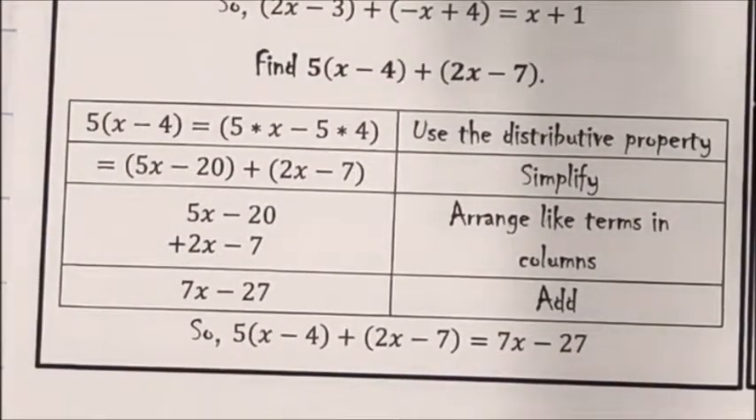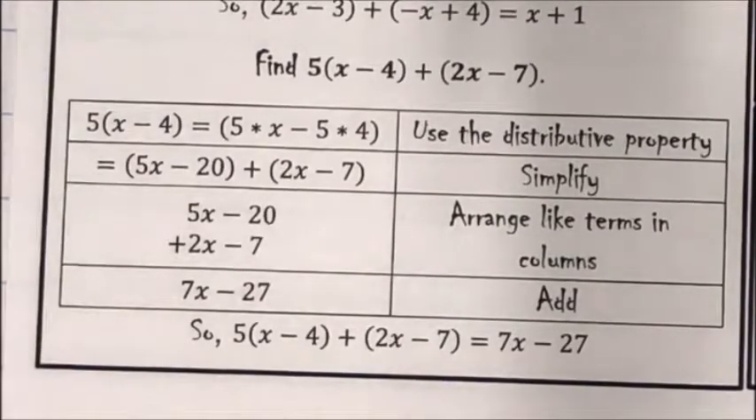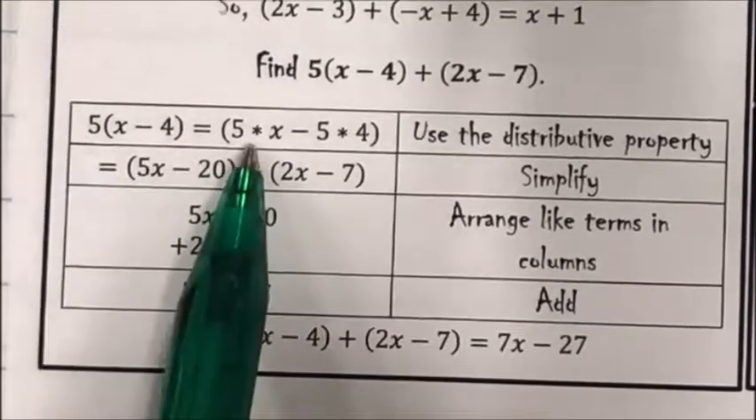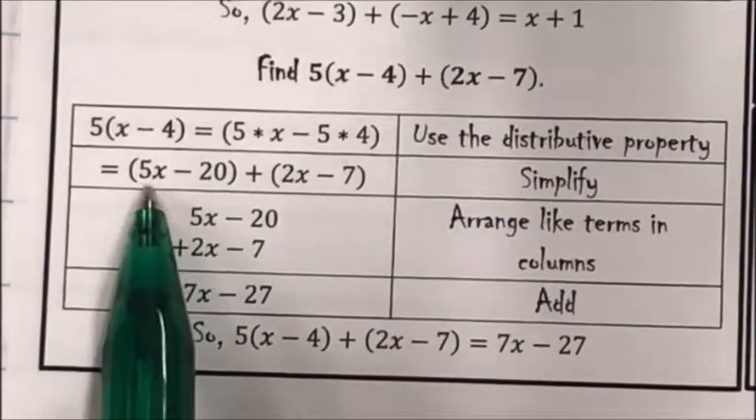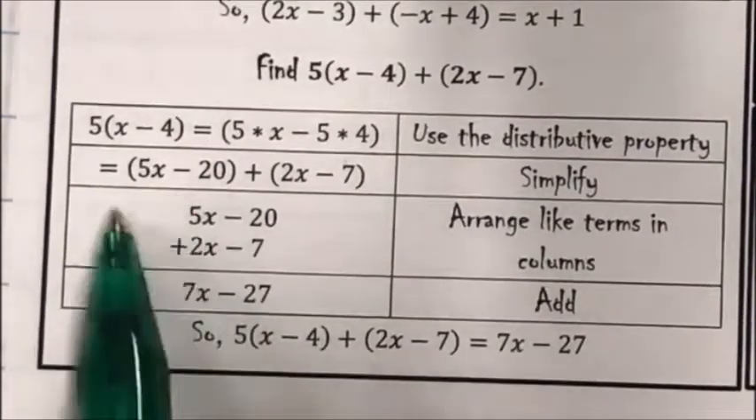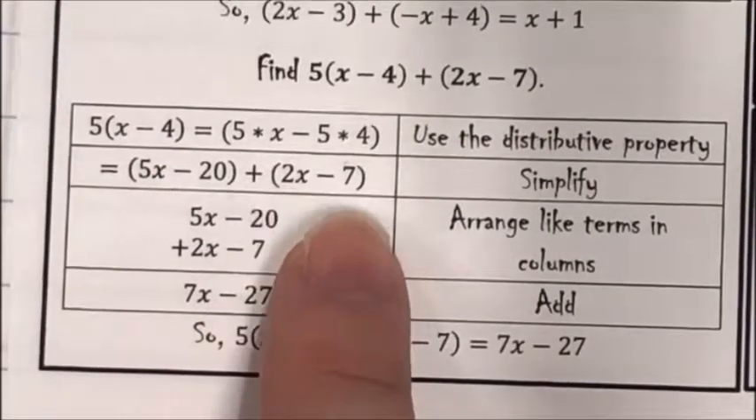All right, let's try finding 5 times the quantity x minus 4 plus the quantity 2x minus 7. The first thing I want to do is use the distributive property. When I do that, I get 5 times x minus 5 times 4, which gives me 5x minus 20. So this is still a linear expression. And then 2x minus 7.